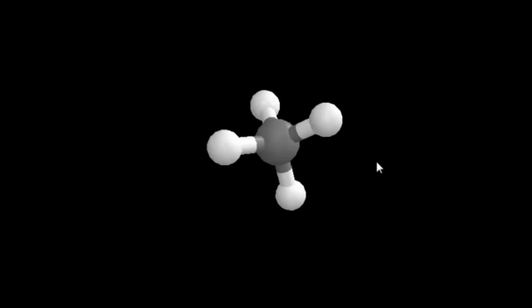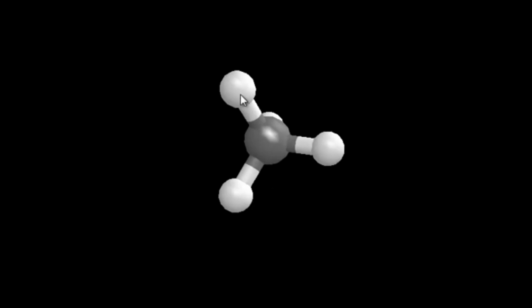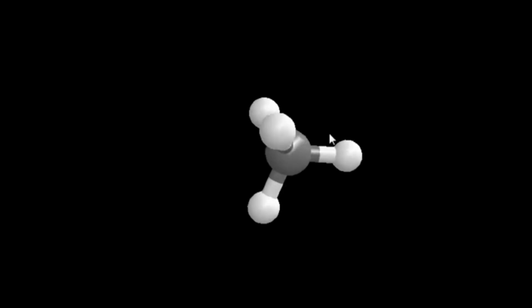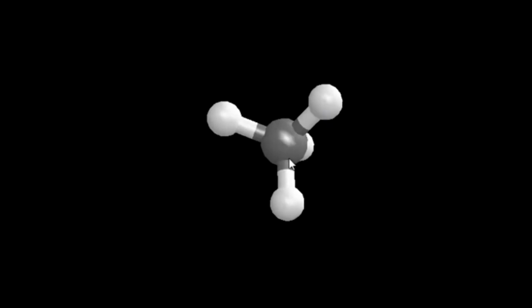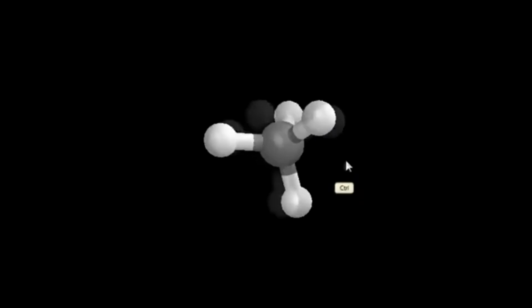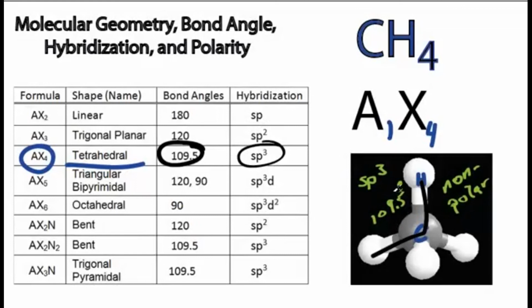When we look at CH4 rotating, you can see that there really is no difference between the sides. They're all the same. Because of that, it's going to be a nonpolar molecule. So there you have it. You can find the molecular geometry, bond angle, hybridization, and polarity for CH4.